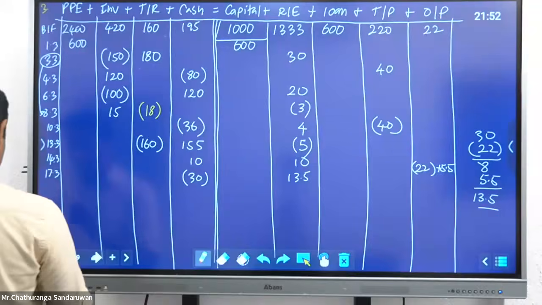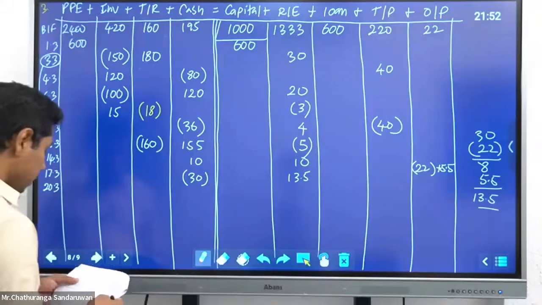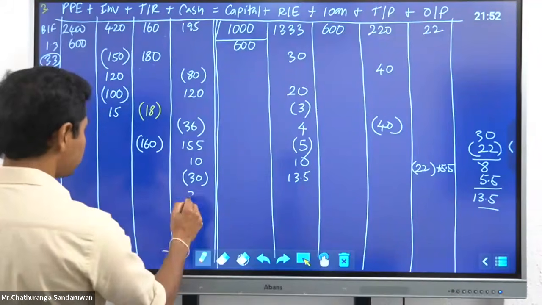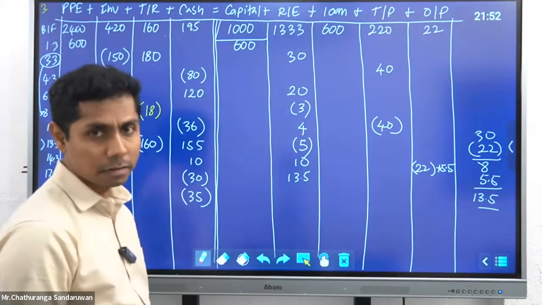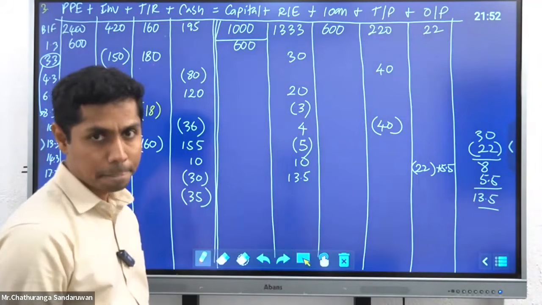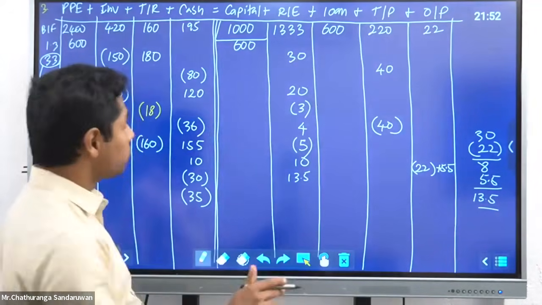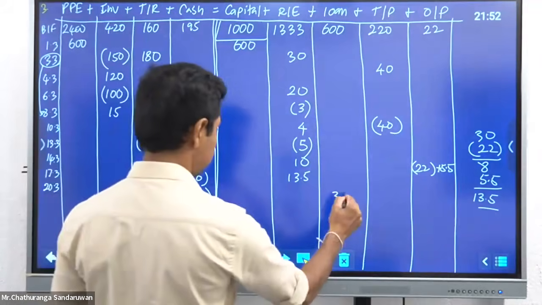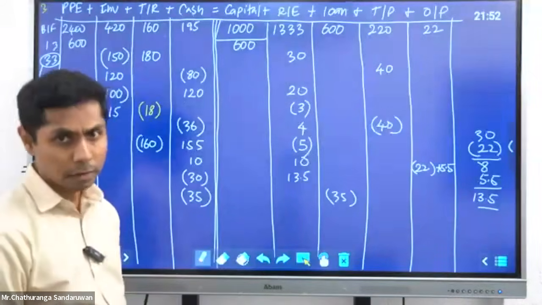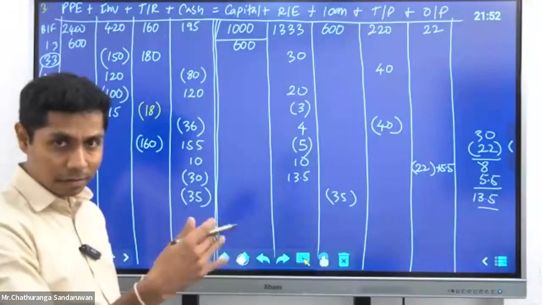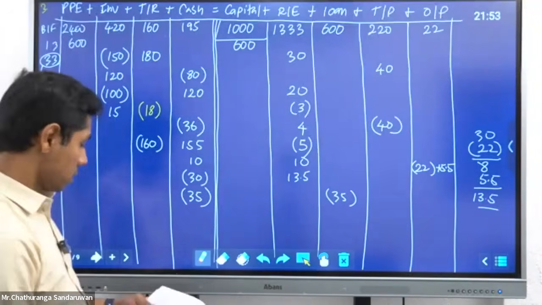Then 20th of March, a bank loan installment of 35 was paid. Cash decreased by 35. By the time you pay the installment, you don't know the interest, therefore you deduct 35 from the loan. Assume that by the time you pay the installment, you don't know the interest component of that loan, right? So I deducted the total installment value 35 from the loan.